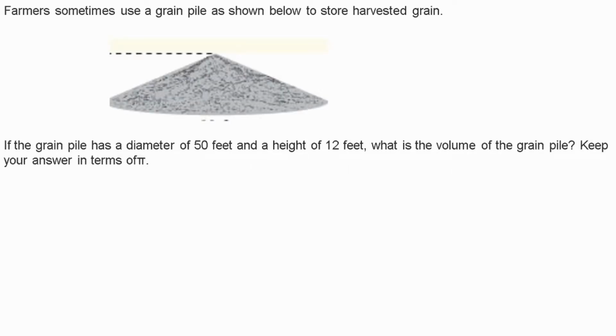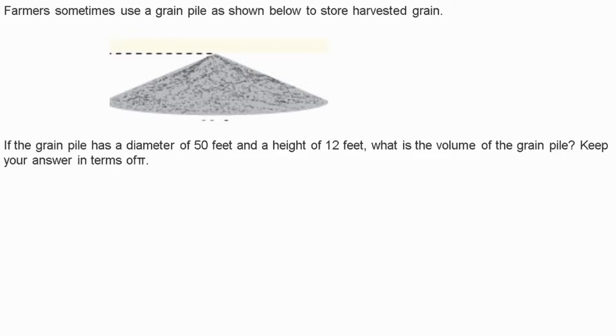Let's get into it. So first up, our first problem says farmers sometimes use grain piles shown below to store and harvest grain. So, grain like corn and things like that, they just put it in a big pile, and that's kind of how it looks like. That is a picture basically of a cone, right? Flat in the bottom where the earth is, and then it comes up to a point. You could do this on your table if you just pour out salt. It's going to look like the same thing, but smaller.